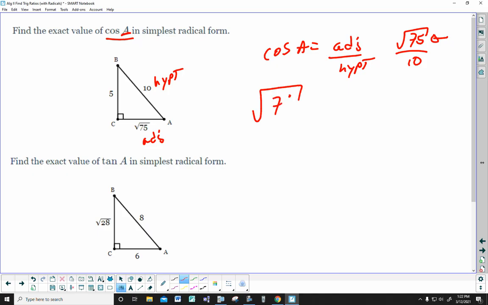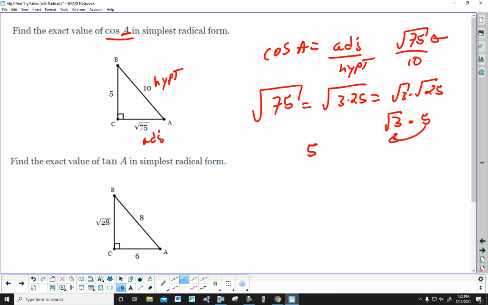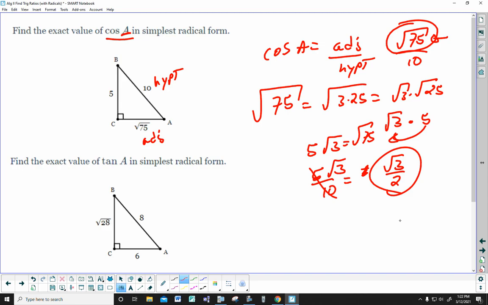So, remember, 75 is 3 times 25. So, that's the square root of 3 times the square root of 25. So, that's the square root of 3 times 5. And remember, the 5 is going to pop in front. So, 5 square roots of 3 is the square root of 75. So I have to replace that with 5 root 3. So 5 square roots of 3 over 10 reduces, and you get the square root of 3 over 2. That's your answer. The answer is square root of 3 over 2.